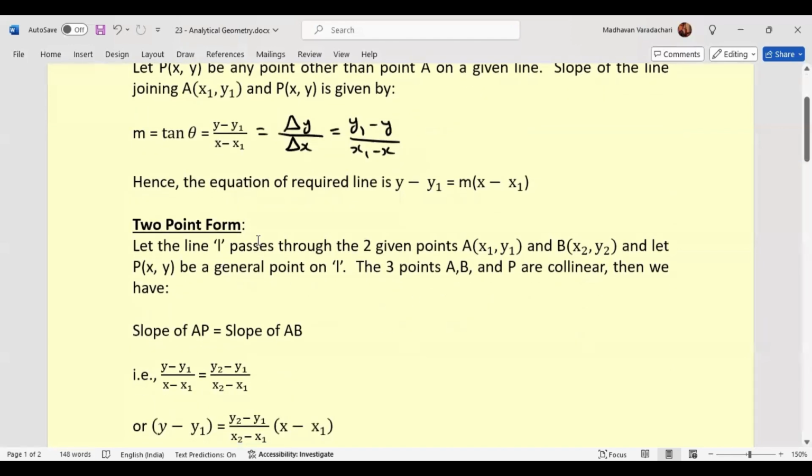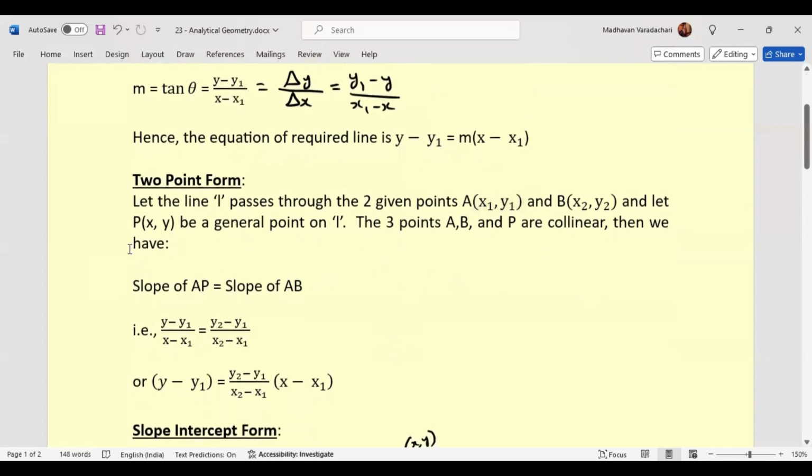Next, two-point form. Let the line L pass through the two given points A(x1, y1) and B(x2, y2), and let P(x, y) be a general point on L. The three points A, B, and P are collinear. Then we have slope of AP will be the same as slope of AB, which means first compare P and A. So change in y becomes y minus y1 in the numerator, divided by the denominator x minus x1, that I wrote here.